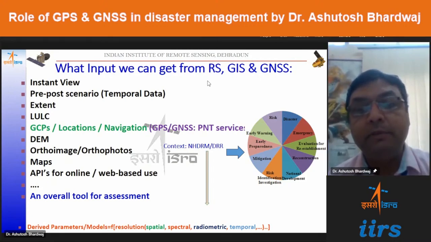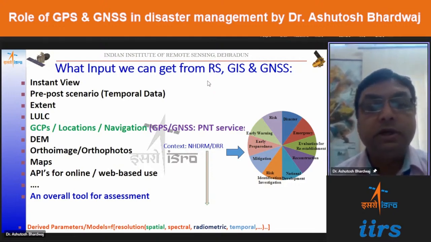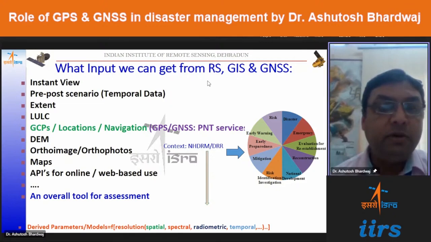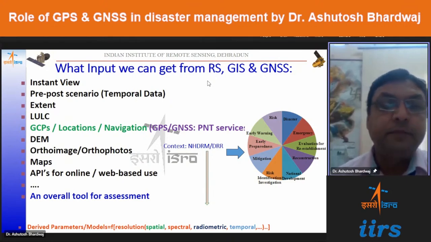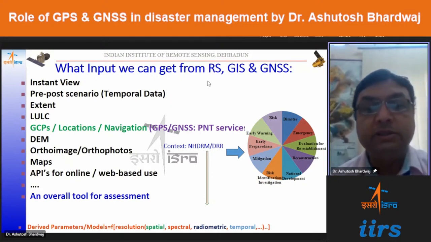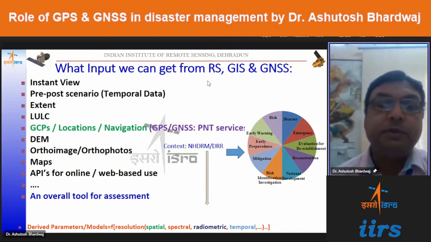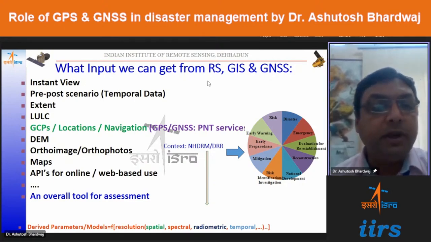We need to have some landmarks and benchmarks for identification, which are available from the topo sheets and from surveys that have been carried out. But sometimes these get damaged because of the disaster. So if we have the geospatial data, we can navigate to specific locations or the previous ground control points by the use of GPS, the Global Positioning System, or GNSS, the Global Navigation Satellite System, which provides us the PNT services, that is position, navigation, and timing. We will come back to this topic.